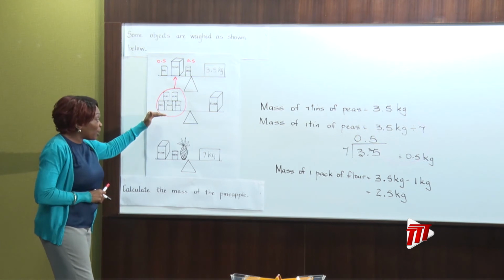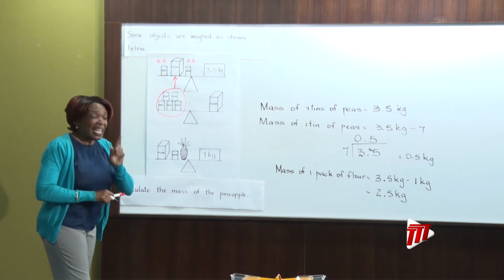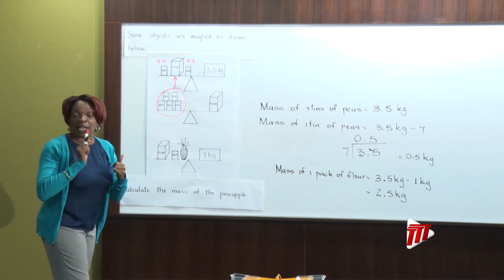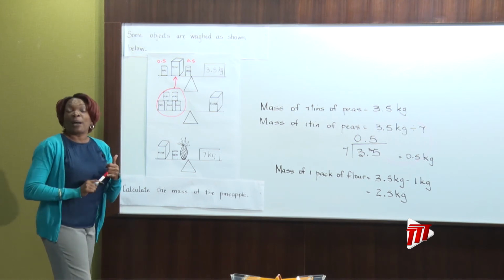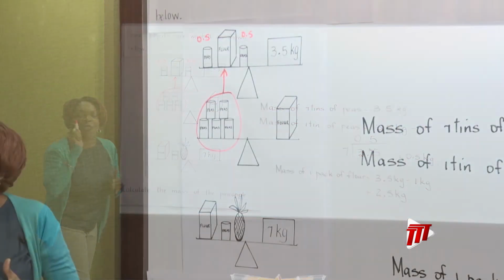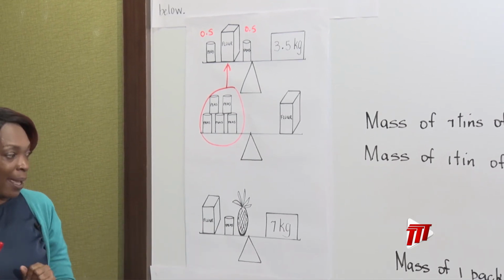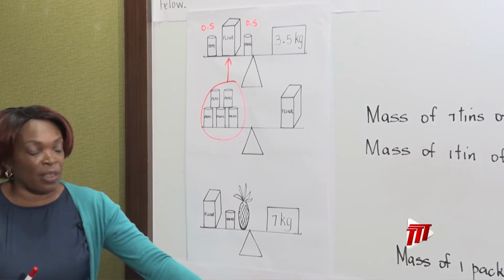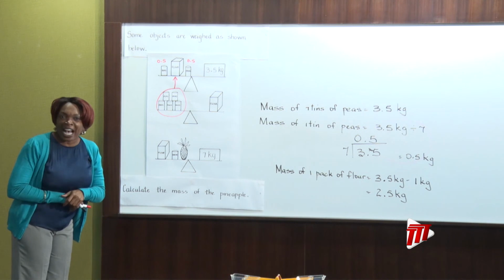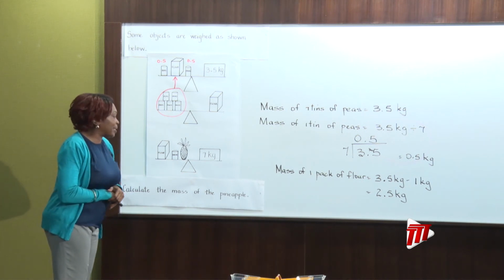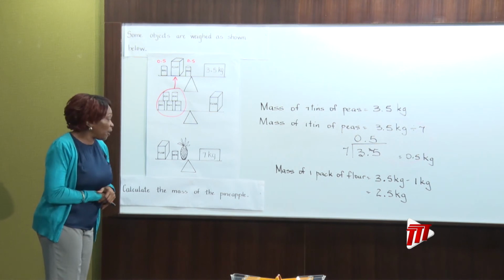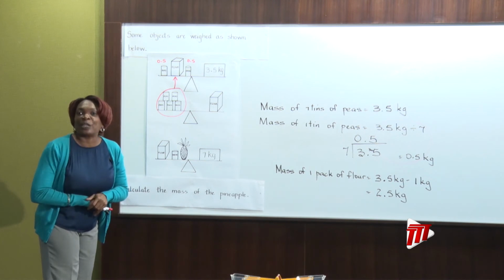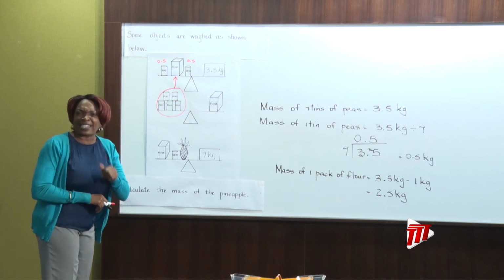Now, let's come down. Do you see all the steps involved in solving this? We now know the mass of 1 sack of flour. We found out the mass of 1 tin of peas. That is going to be very important now for this part here. Because remember, what did the question ask us to do? Calculate the mass of the pineapple. Are you seeing the connection? If you look carefully, you will see that the mass of 1 pack of flour, the mass of 1 tin of peas, and the mass of 1 pineapple is equal to 7 kilograms. Can we now find the mass of the pineapple?